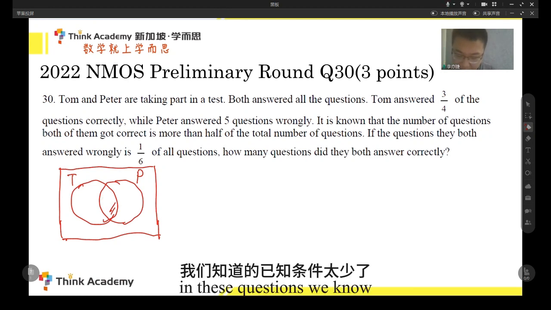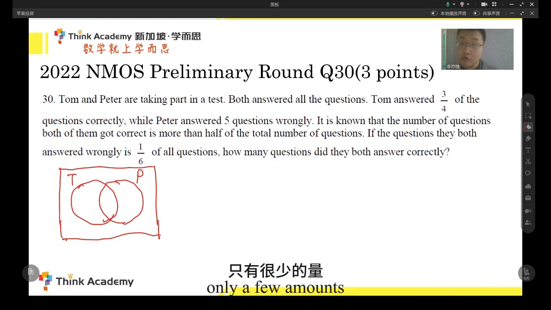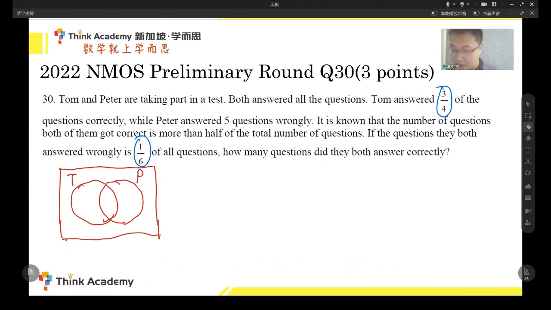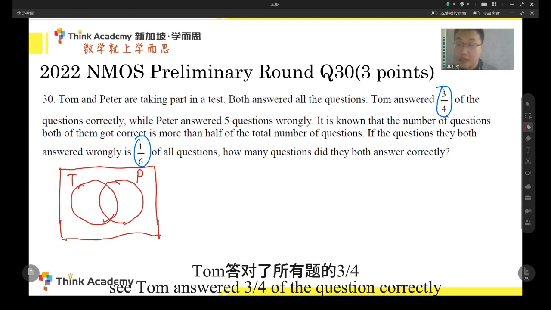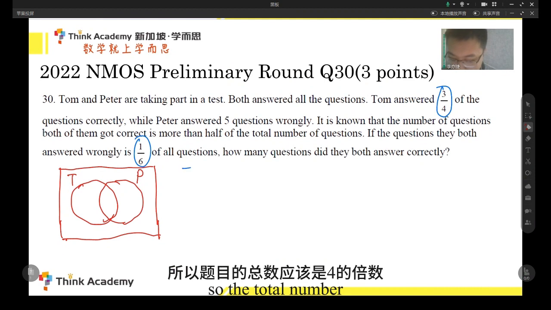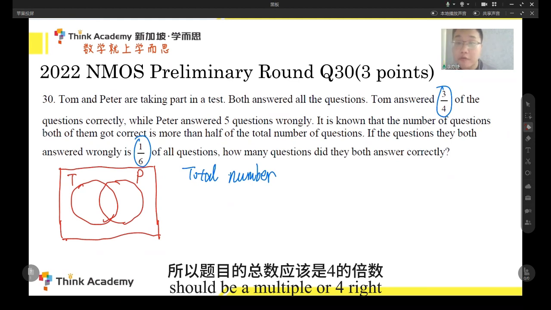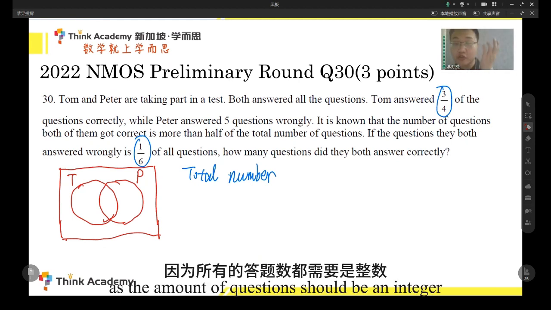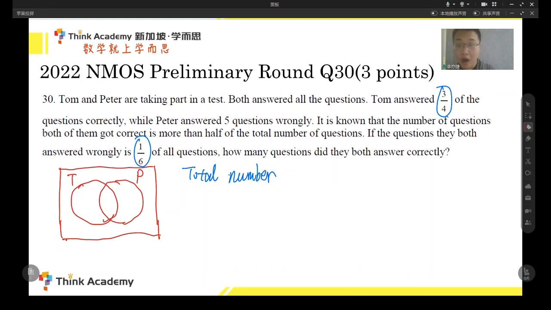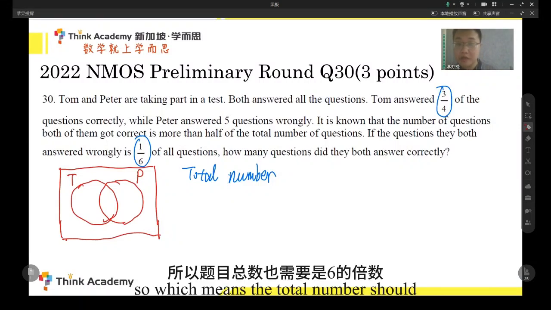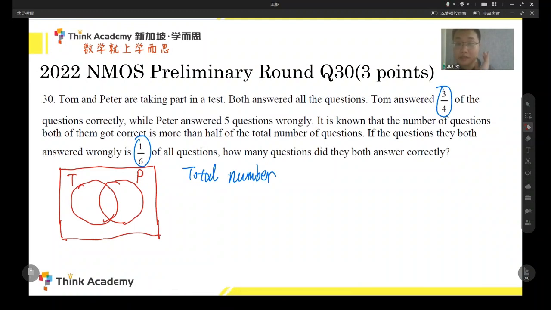In these questions, we know only a few amounts. So the most valuable things come from these 2 fractions. See, Tom answered 3/4 of the questions correctly, so the total number should be a multiple of 4, or the amount of questions would not be an integer. Also, we notice that the questions they both answered wrongly is 1/6, which means the total number should also be a multiple of 6.